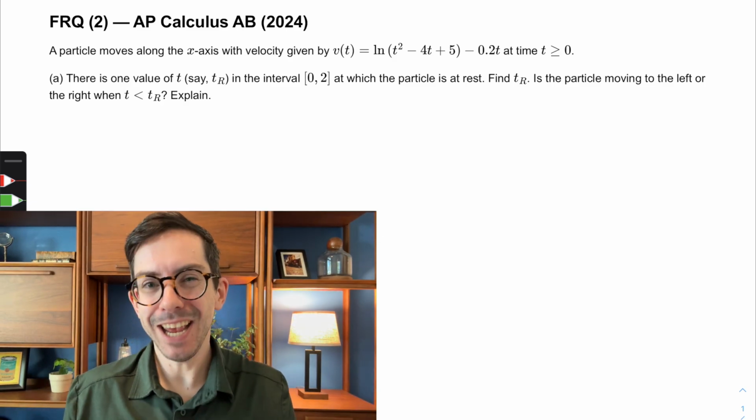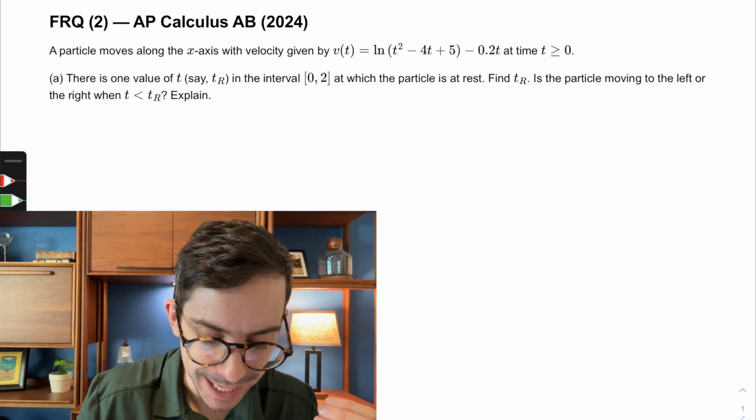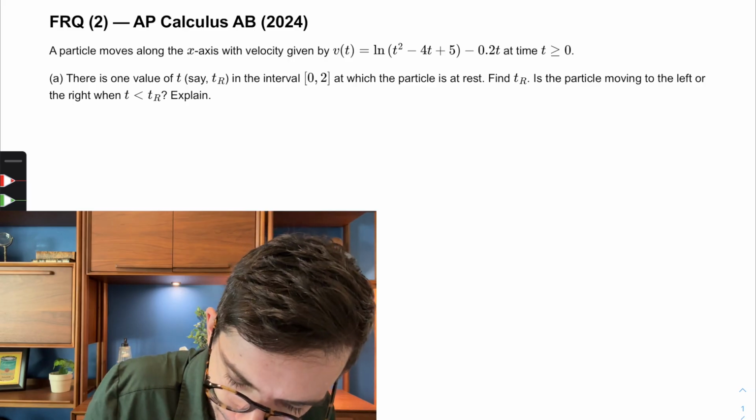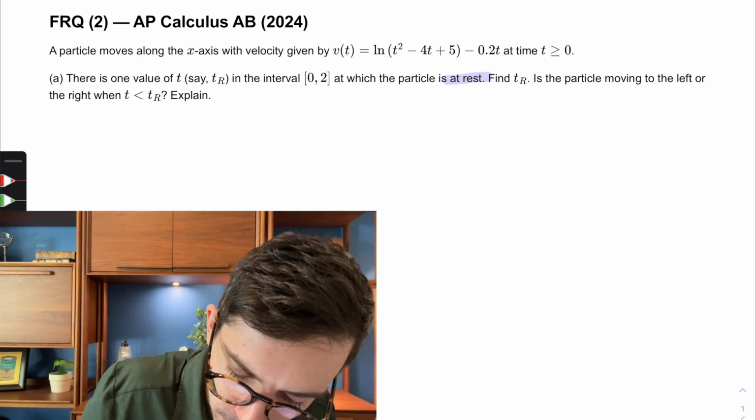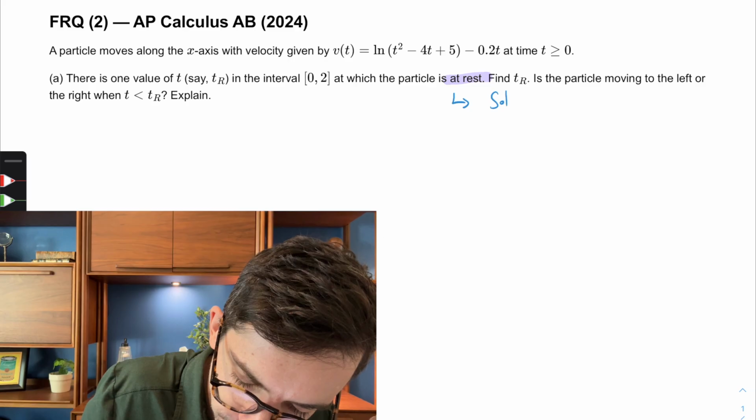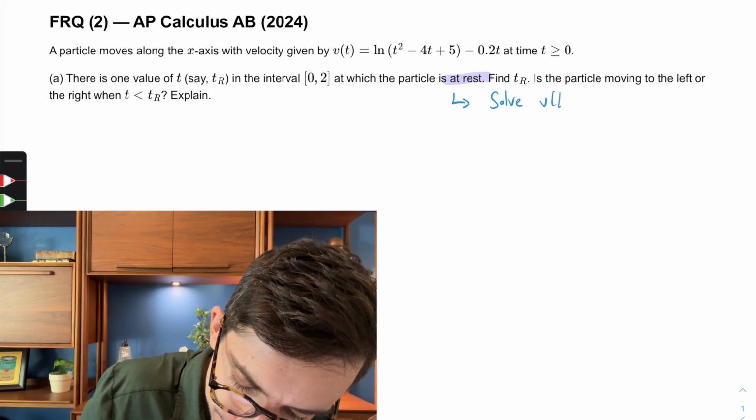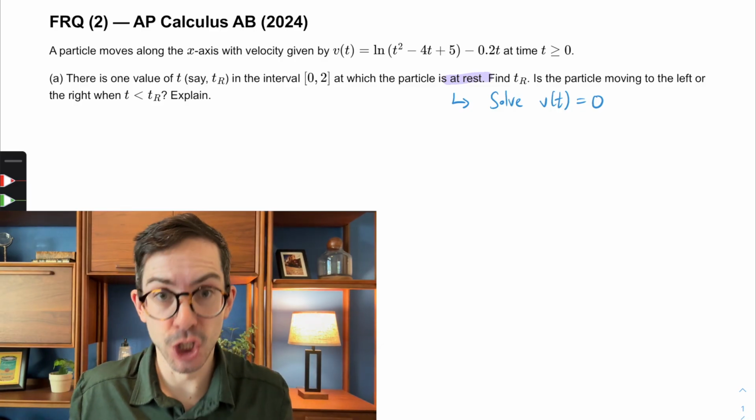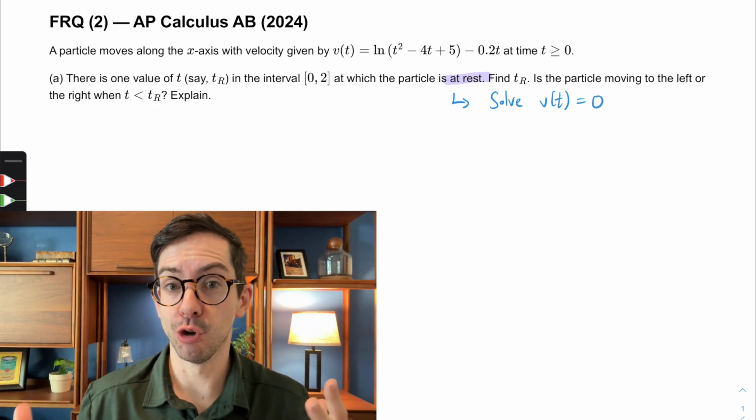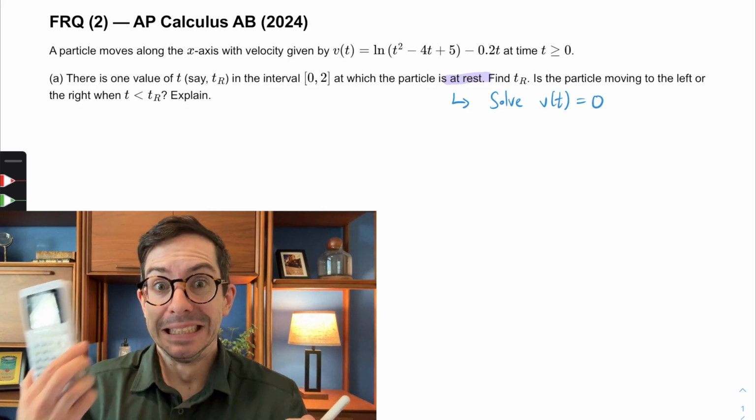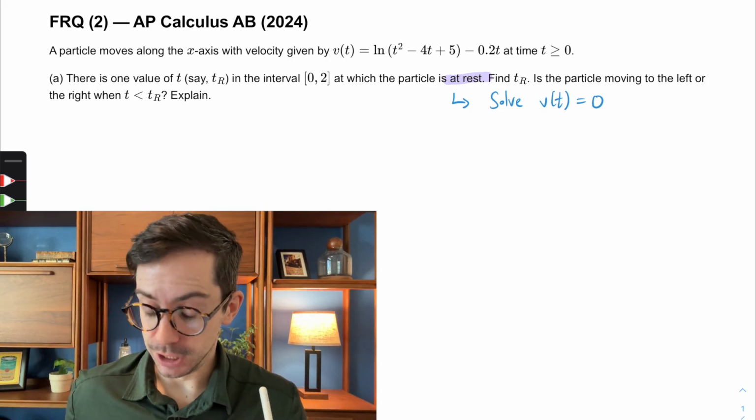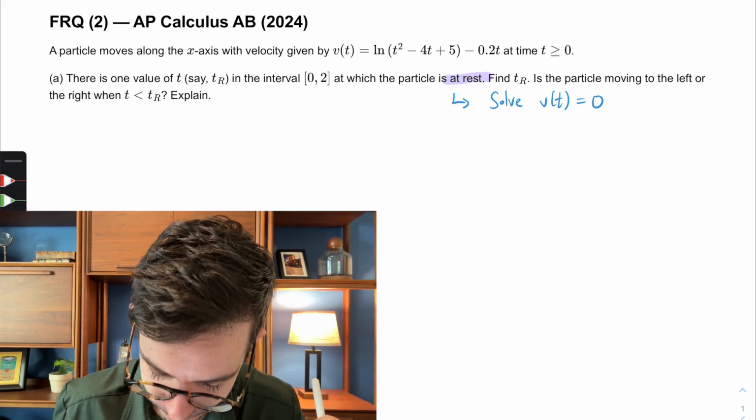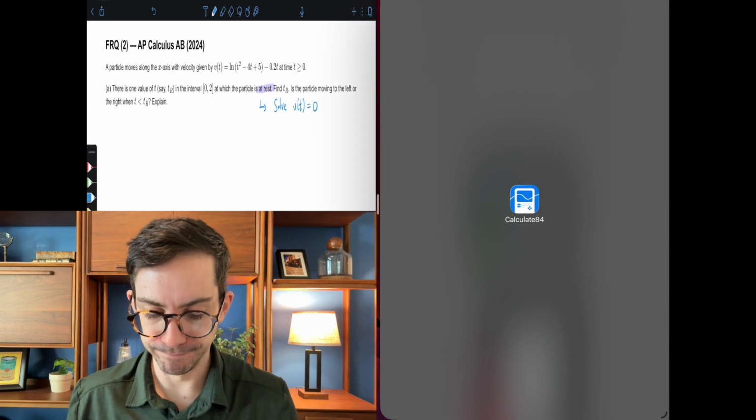So in part A, we are asked to find the time between t equals 0 and t equals 2 when the particle is at rest. At rest, remember, just means we want to solve for when the velocity is 0. This velocity function looks pretty nasty. I'm not necessarily sure how I would solve that algebraically. So it's pretty good I have my calculator. Let me pull up my calculator app and we'll get started.